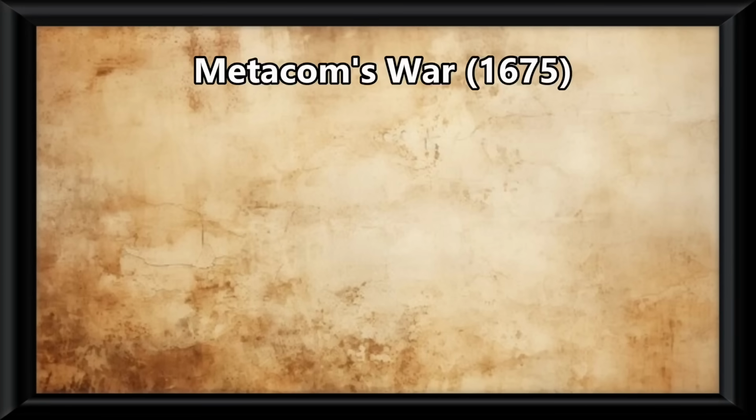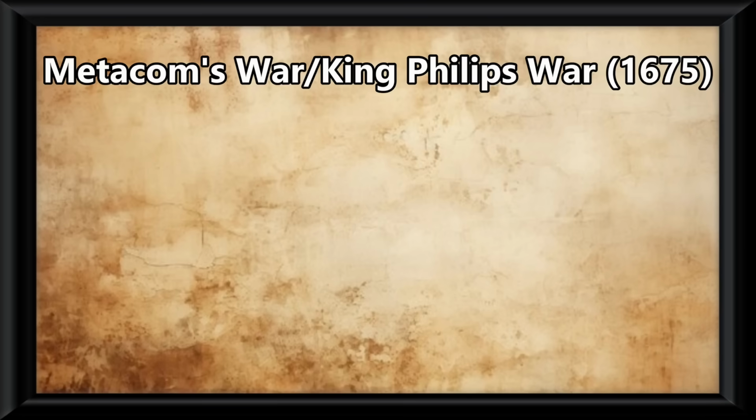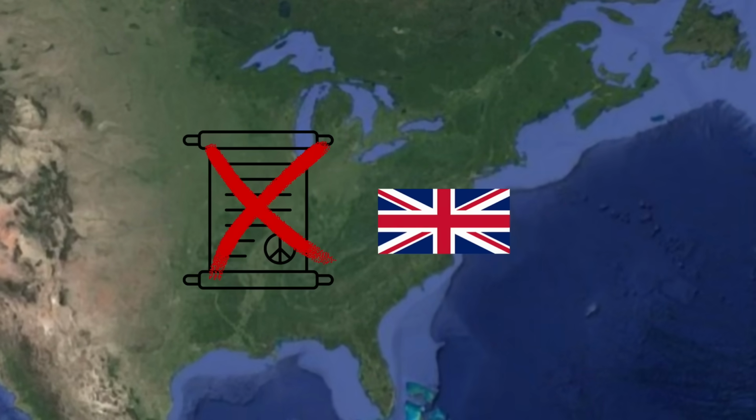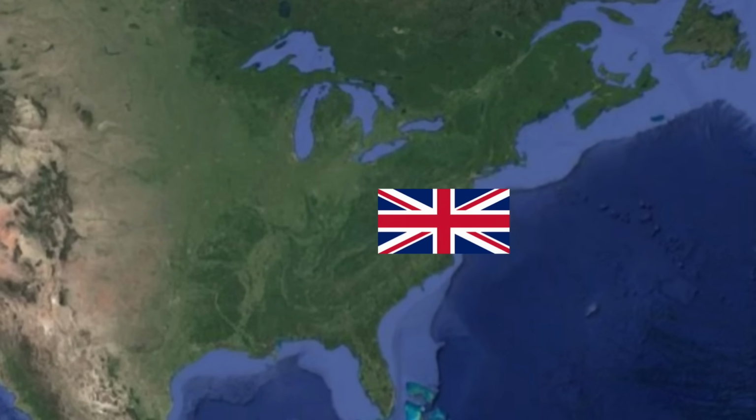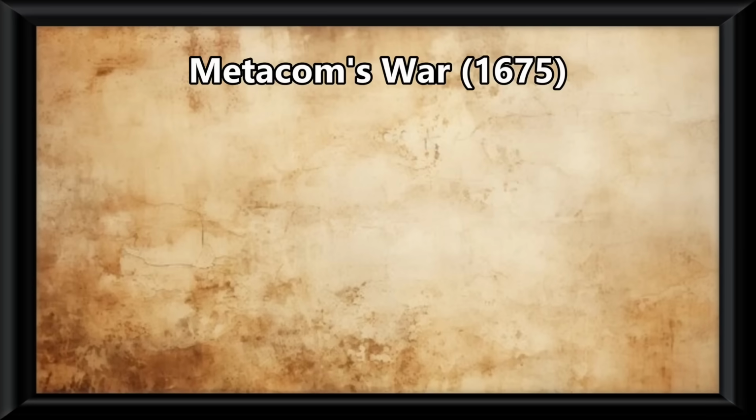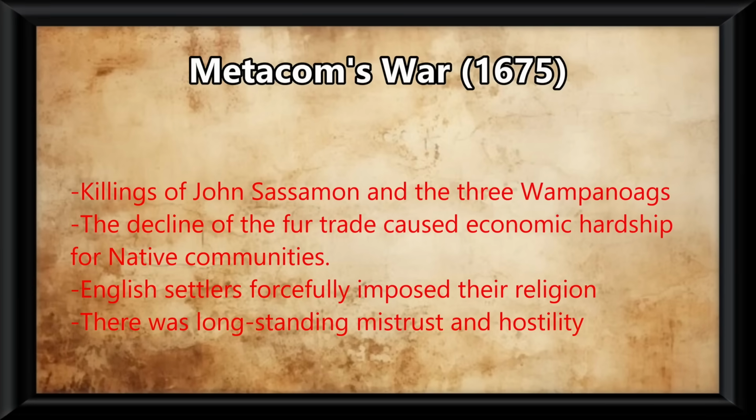a prime example being Metacom's War, also known as King Philip's War, which was the bloodiest battle in American history relative to the population of the time. This war started because English colonists broke treaties made with the natives and continued to forcefully expand past the natives' land, and with the killings of a few people along with some other reasons, the war began.